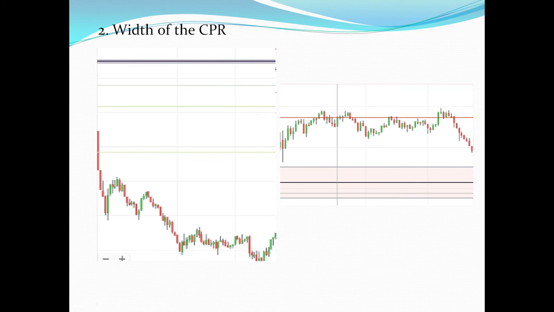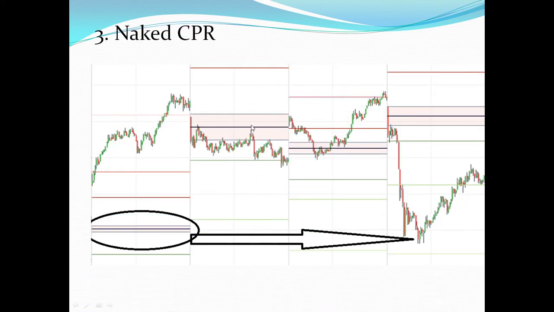This is with respect to the width of the CPR. Then one more thing called naked CPR, or they call it as virgin CPR also. In a day, if CPR is not touched by any of the candles, or it can be like a little wick inside the CPR, then it's considered as naked CPR for the next day or coming days, maybe some 4 to 5 days. Okay, we can consider. So here what happens, the naked CPR will act as support or resistance for the next forthcoming days.